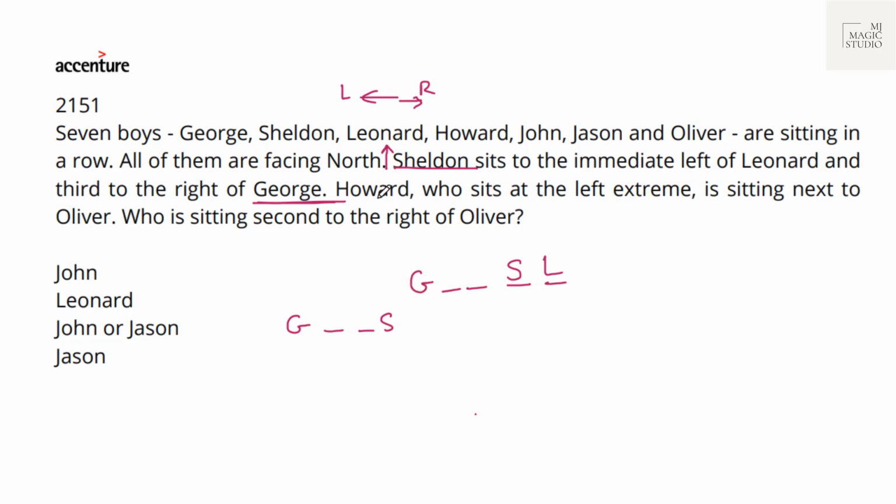Good. Howard, who sits at the left extreme, is sitting next to Oliver. Oliver should be towards its right because Howard is at the left end. Then who is sitting second to the right of Oliver? Second to the right of Oliver is this position, and we are not sure whether it is John or Jason. So I'll mark John or Jason. It can be either John or Jason. Mark option C.